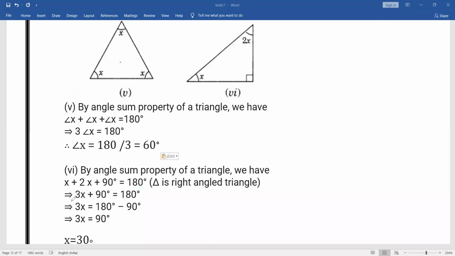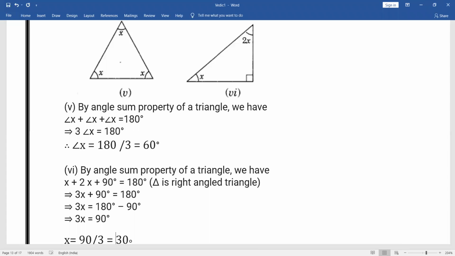x and 2x, the result is 3x. And 90 will change its position, and it will go in the subtraction. We will subtract 90 from 180. So what are we getting? We are getting 3x is 90 degree. So how can we find out the value of x? 90 will be as it is. 3 will change its position, and it will go in the division.